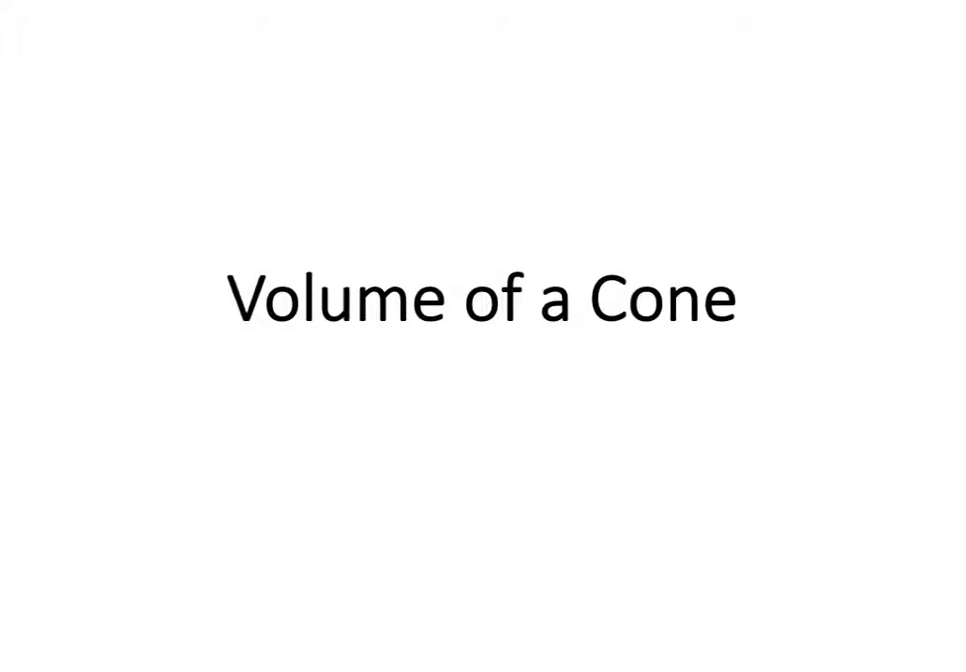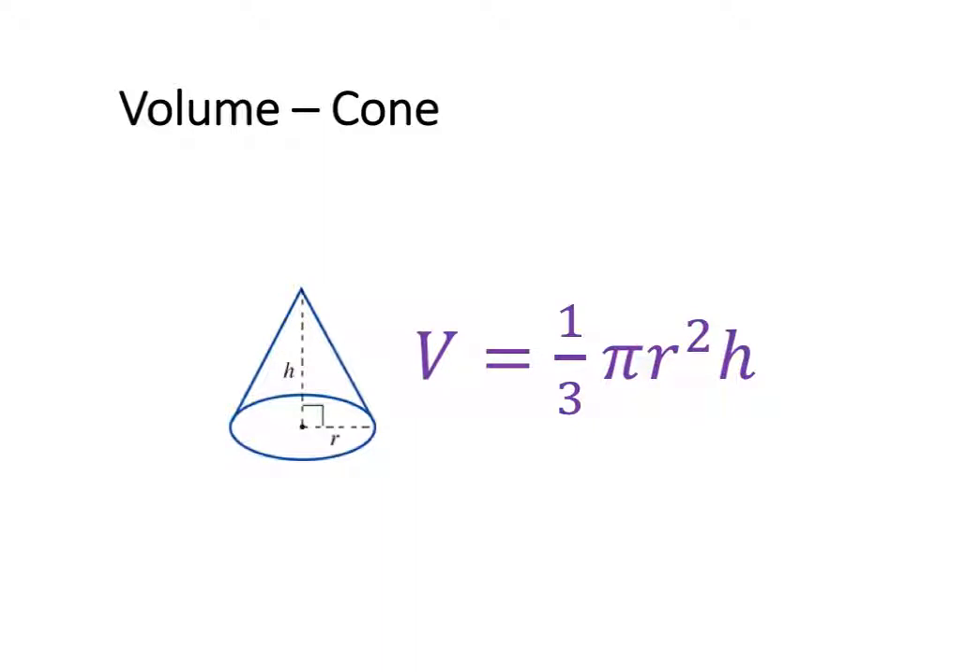In this video, we're going to have a look at how do we calculate the volume of a cone. To find the volume of a cone, you use the formula: volume is equal to 1/3 of pi r squared times the height.